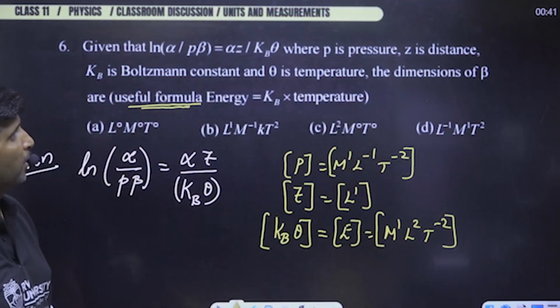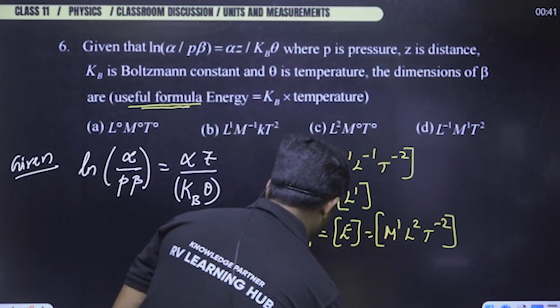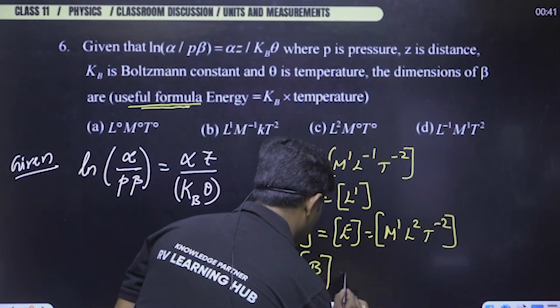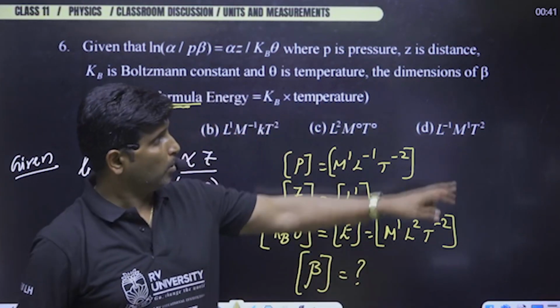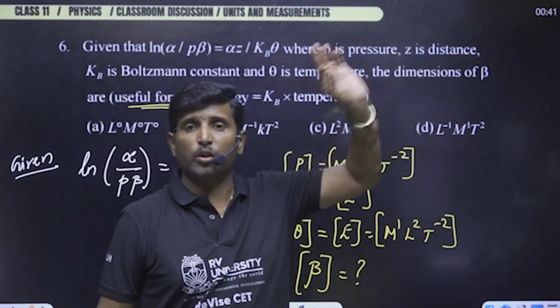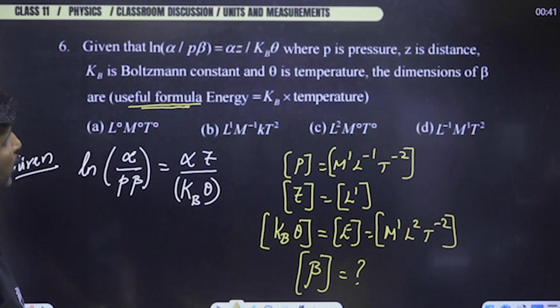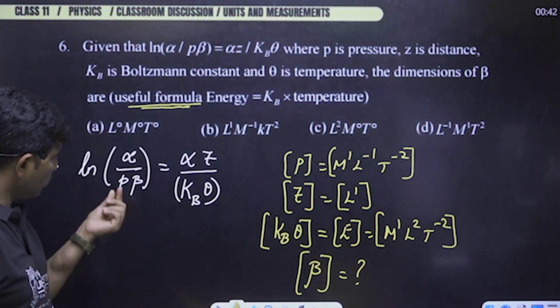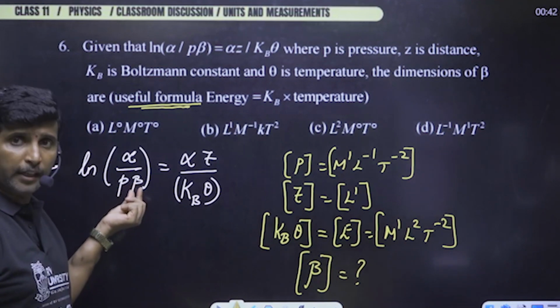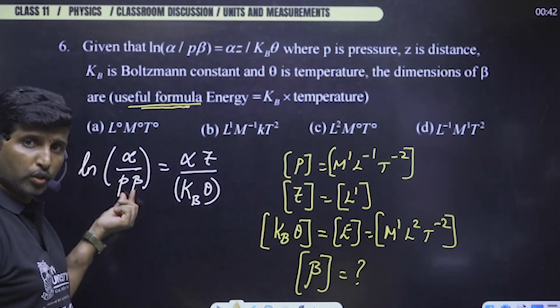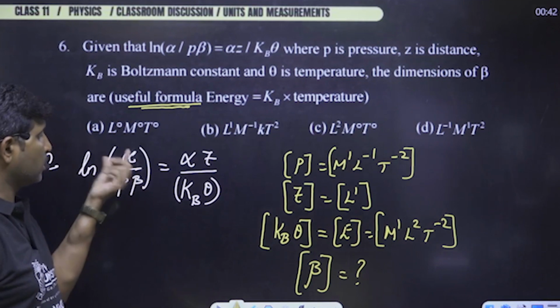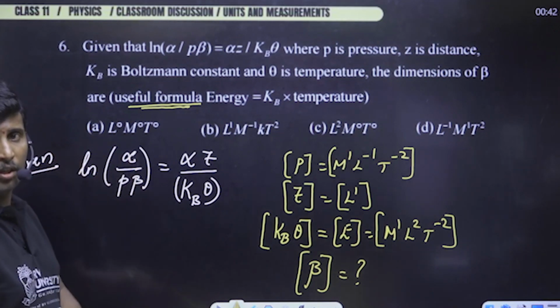Hence they are asking, what should be the dimensions of beta? We have to calculate the dimensions of beta. So how can we simplify this here? One thing we have to be very clear about is that if I want to know the dimensions of this beta, I should know the dimensions of this alpha.